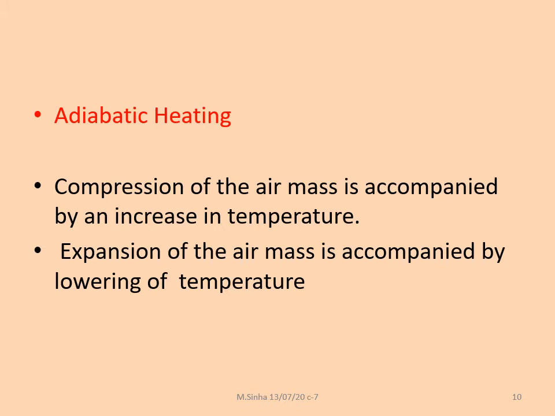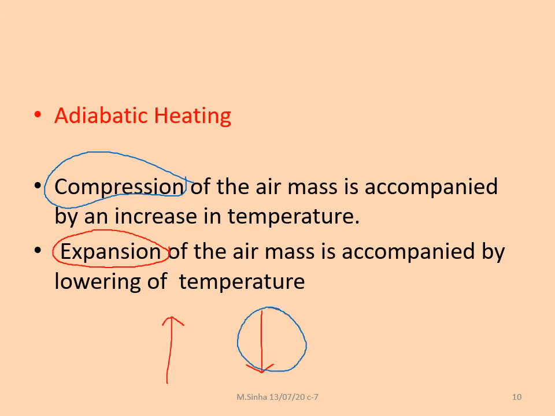It's common in convective atmospheric conditions. Adiabatic heating and adiabatic cooling are related to the ascending air current and the descending air current. Ascending means it moves upwards and descending means it moves downward. There is a relation between the ascending air current and expansion of the air, and a relation between compression and the descending air current.